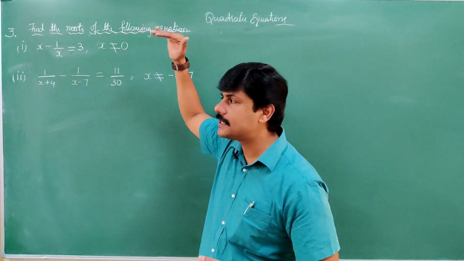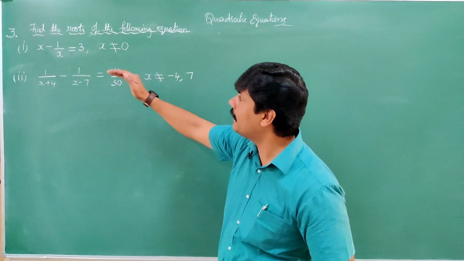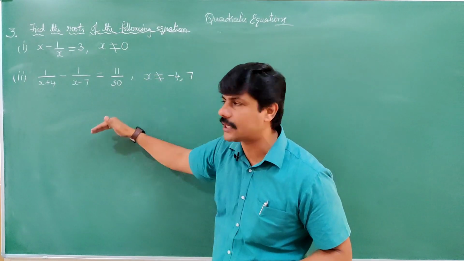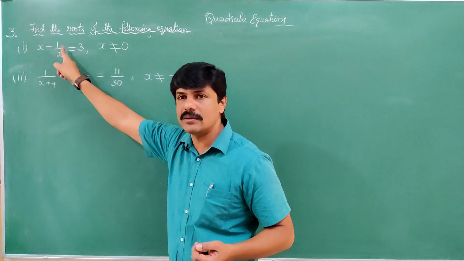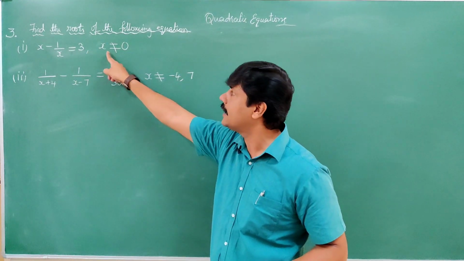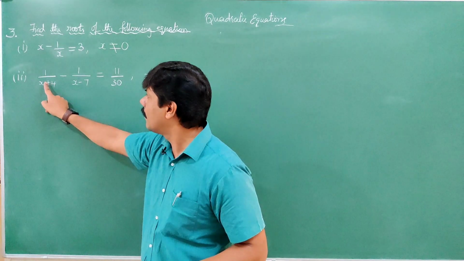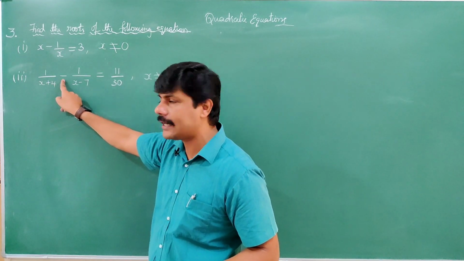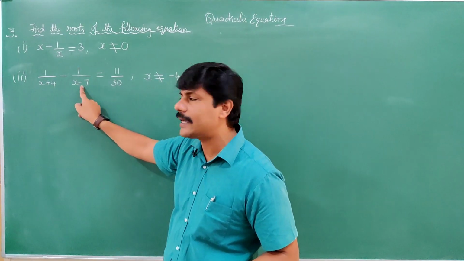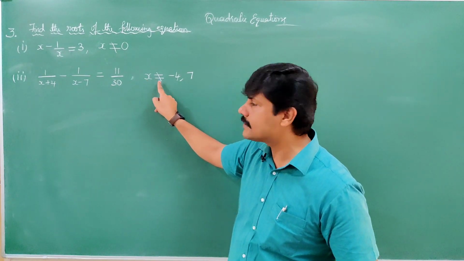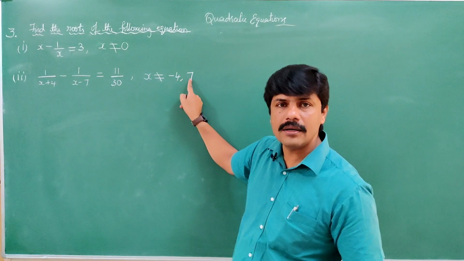Third main of exercise 10.3, which says: find the roots of the following equations. Find the roots of the following equations. Two equations are given. The first one is x minus 1 by x is equals to 3, where x is not equals to 0. The second equation is 1 by x plus 4 minus 1 by x minus 7 is equals to 11 by 30, where x is not equals to minus 4 or 7.